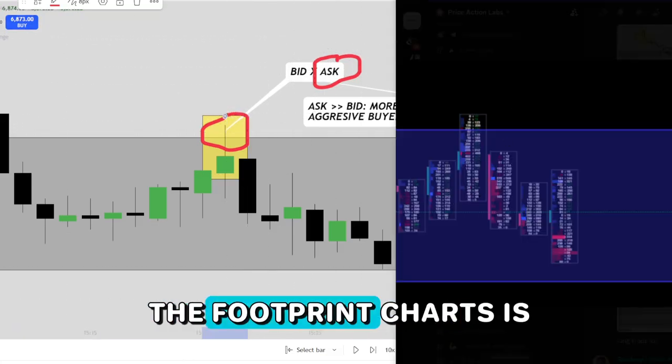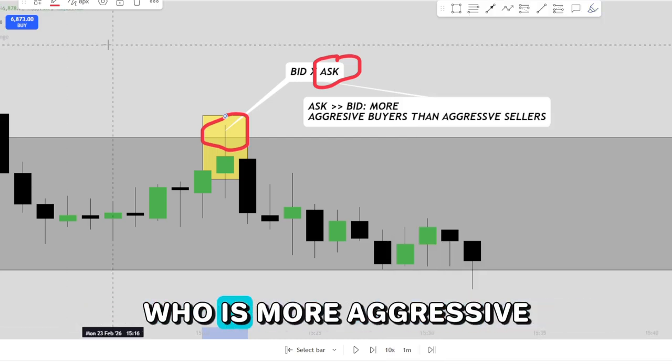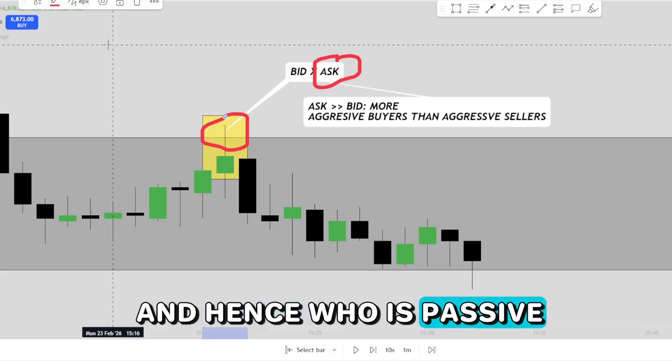So the power of the footprint charts is that you can see without reading all the numbers who is more aggressive and hence who is passive.